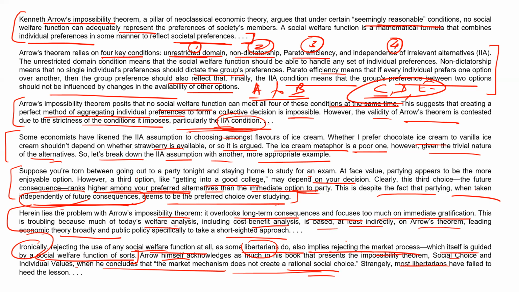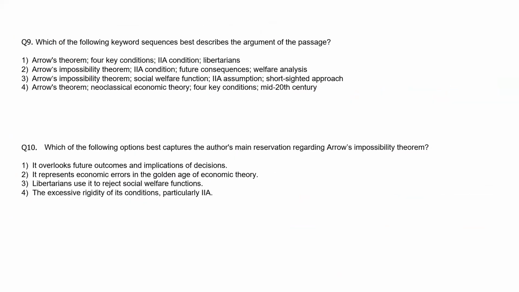All right, let's look at the questions. Which of the following keywords best describe the argument of the passage? Arrow's theorem, Arrow's impossibility, Arrow's impossibility, Arrow's theorem. So which is a better way to represent it? Obviously, impossibility theorem. So we have eliminated these two and we are keeping these two. The IIA condition has to be there, so it is in this one, this one, and this one, but this one does not have it at all. So in any case, this has been checked out.